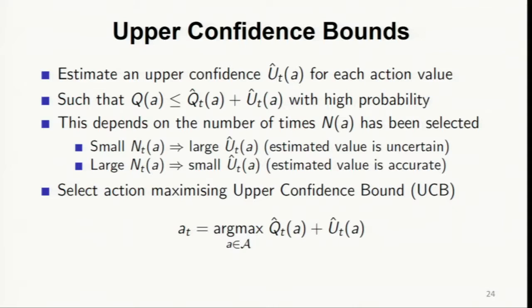You want to estimate an upper confidence bound U_t(a) for each action. Okay? So not only are we using Q, but also we are using the U. U is the uncertainty. Okay? Such that Q(a) is less than Q_t(a) plus this uncertainty with high probability. So this depends on the number of times N(a) has been selected. That means if you count, okay? If it's this action, you have a very small count. You didn't select it enough times. Of course, the uncertainty is large. If you select an action a lot of times, that means the uncertainty is small. Your estimation is more accurate.